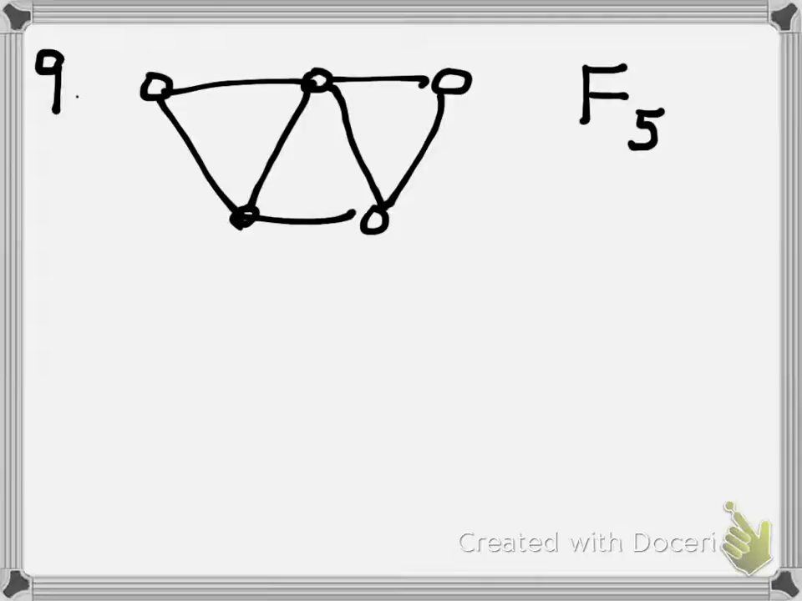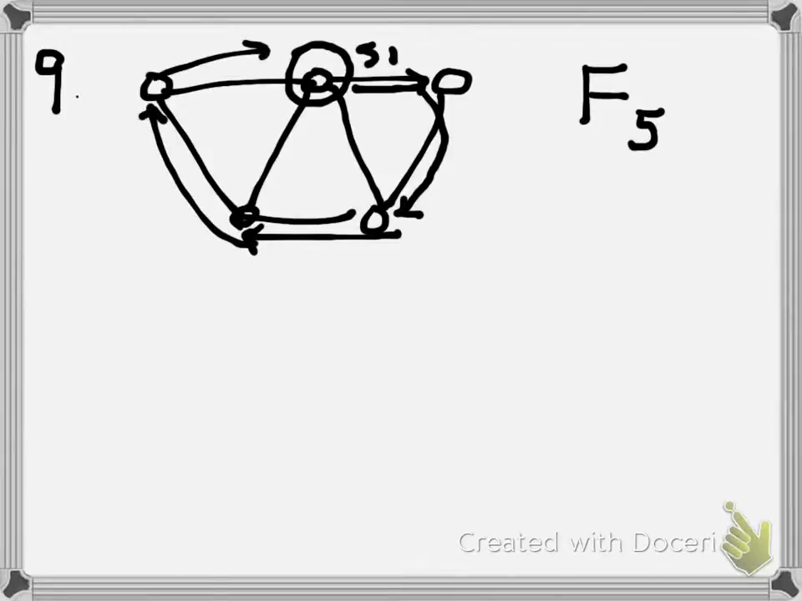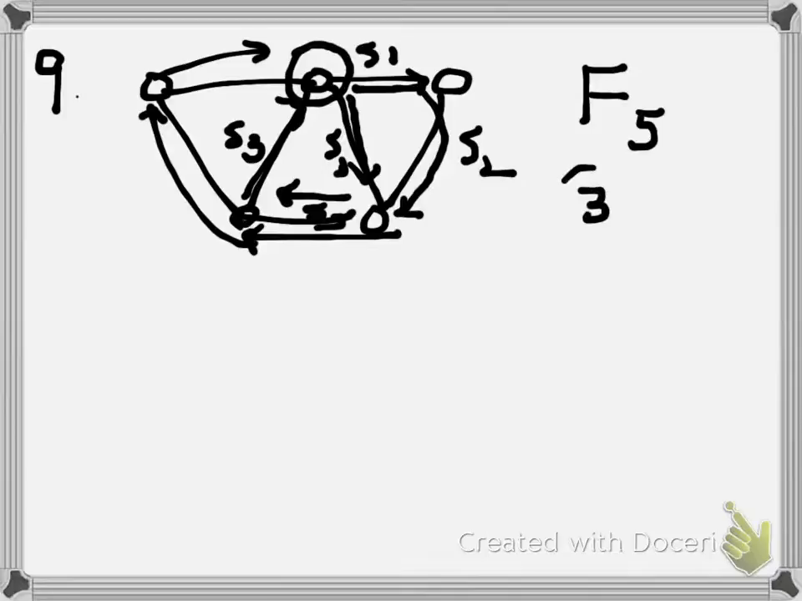So if I start with one searcher here, and then I leave it fixed there, and I take a second searcher that's going to go around the outside. That's searcher 2. The third searcher is going to come down, go across, and go back up. So the minimum number of searchers that I need for a fan is 3.